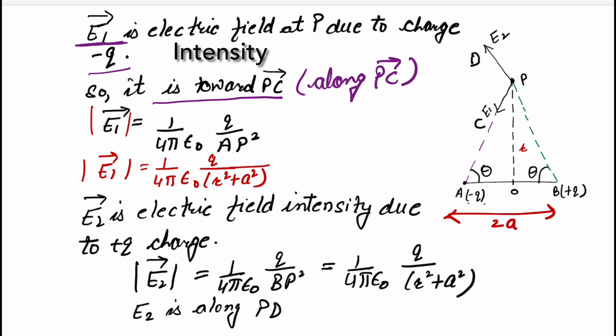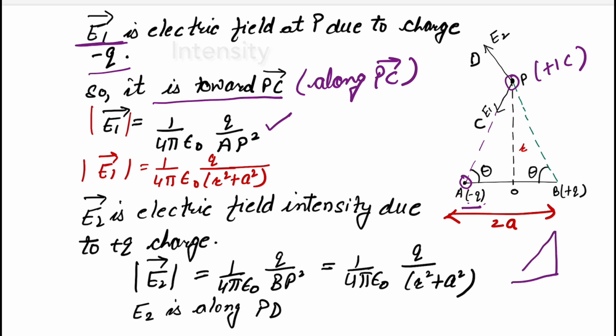Then electric field E1 can be calculated by using this expression, that is 1 upon 4 pi epsilon naught Q divided by the distance between the plus 1 coulomb charge and the minus Q charge, and that distance is AP. So it is AP square. AP can be calculated by using Pythagoras law. This O is the center of the dipole, P is the point where plus 1 coulomb charge is placed, and A is the point where minus Q charge is placed.